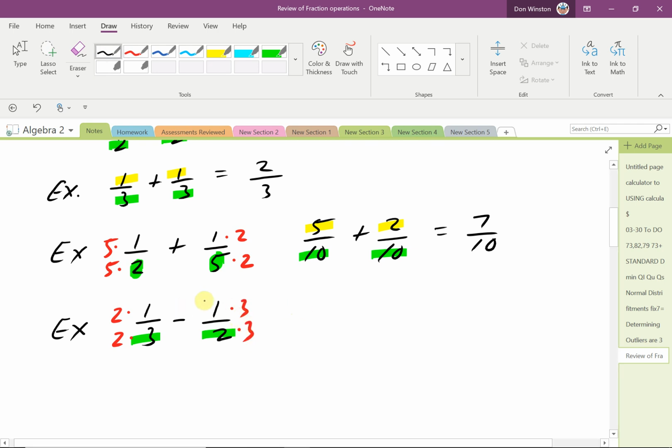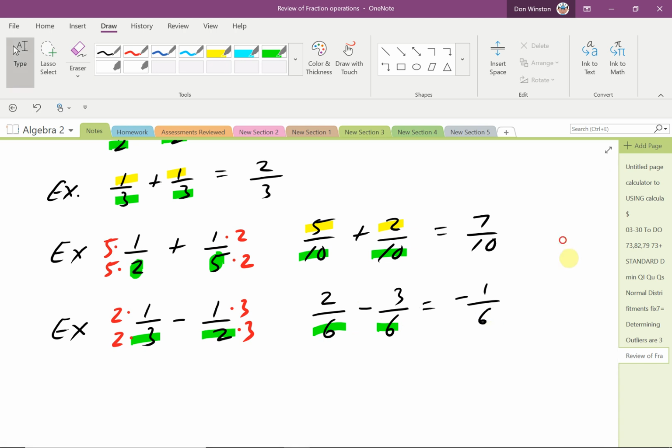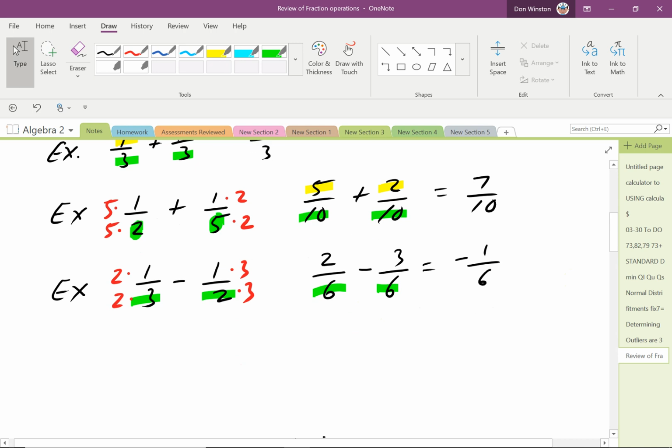Okay, so 2 times 1 is 2. 2 times 3 is 6. And then minus 1 times 3 is 3. And then 2 times 3 is 6. And then now I can subtract. My denominator is the same. And 2 minus 3 will give me minus 1. So minus 1/6, or negative 1/6. Okay, so again, key point, before you can add and subtract fractions, you have to have the same common denominator.